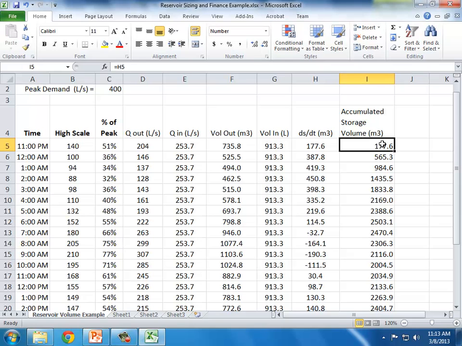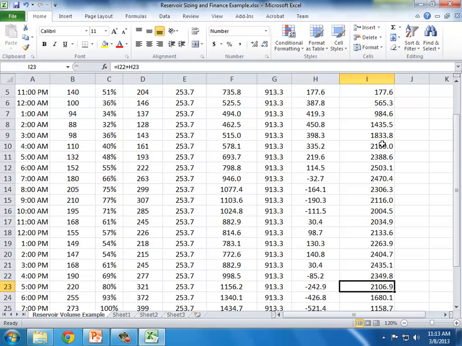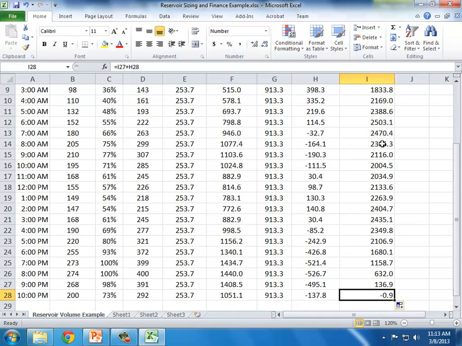Okay, so the reservoir's filling, it's draining, it's filling again. What we want to do is see, number one, that it goes to 0, because what that means is that at the end of this 10 o'clock hour, the reservoir is empty, which is what we want it to do before it starts filling again. We don't want to make the reservoir any bigger than it has to be.